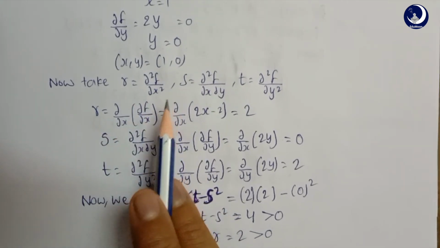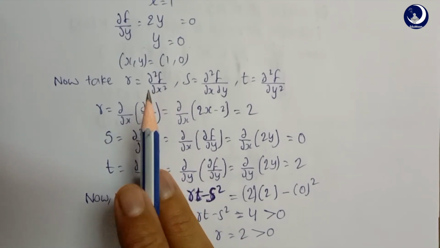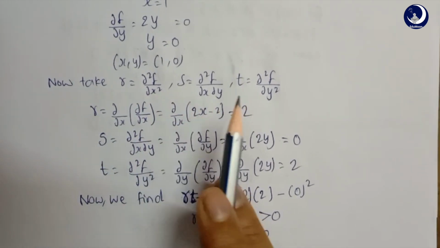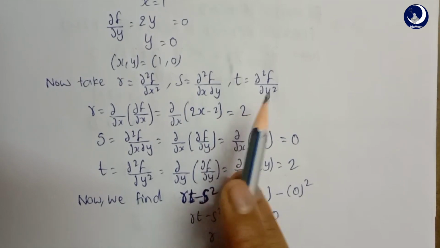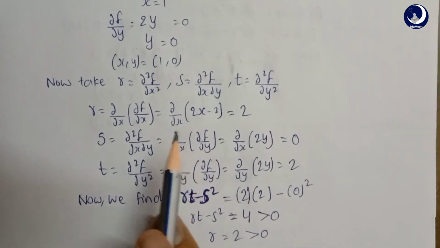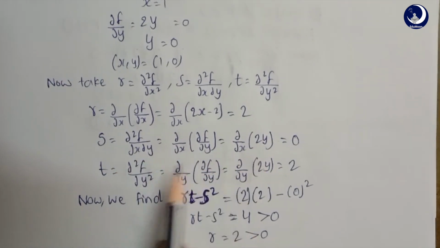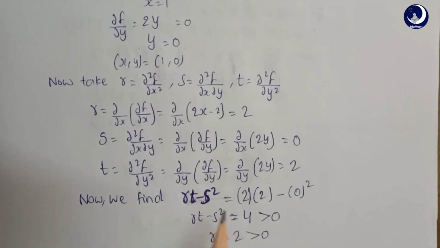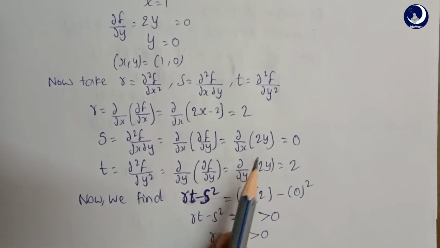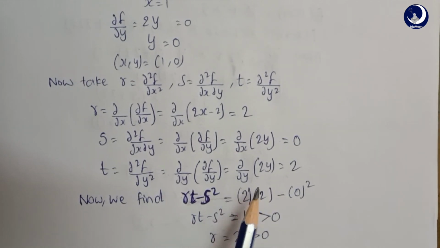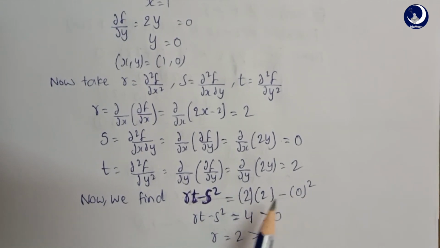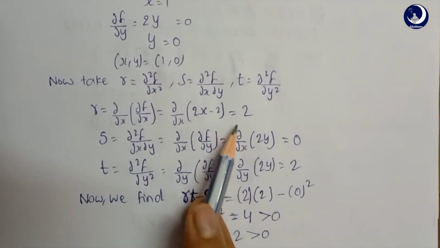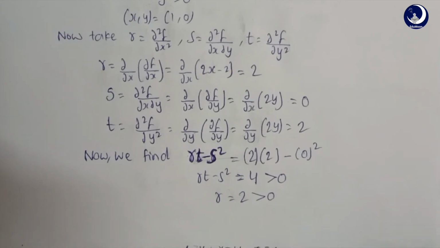Now take r, s, t. R means ∂²f by ∂x², s means ∂²f by ∂x∂y, t means ∂²f by ∂y². By solving this, we get r value equal to 2, s value equal to 0, t value equal to 2. Now we find the value of rt minus s square. Here r means 2, t means 2, so 2 into 2 minus 0 whole square. We got 4, which is greater than 0. And we already got r equal to 2, which is also greater than 0. We have one condition.